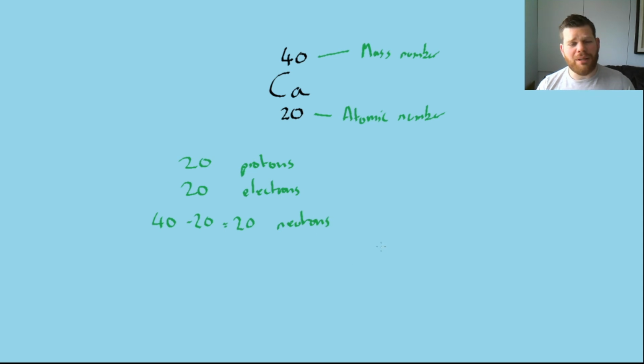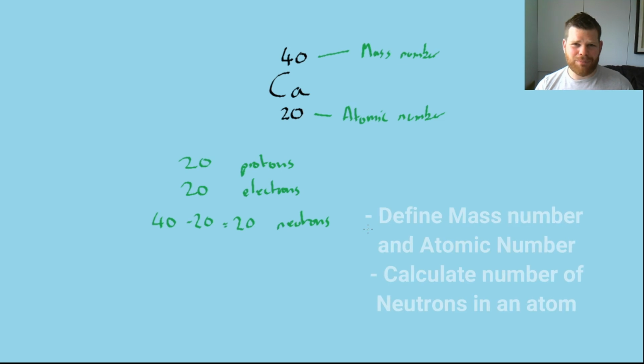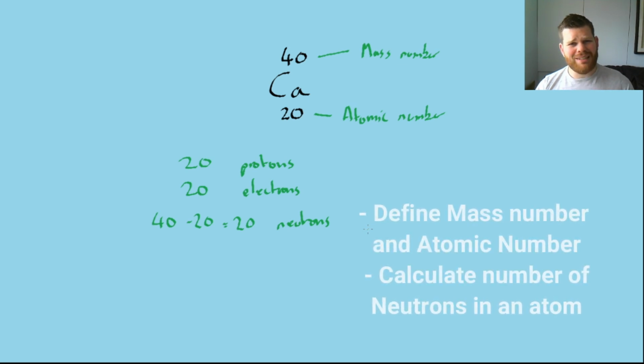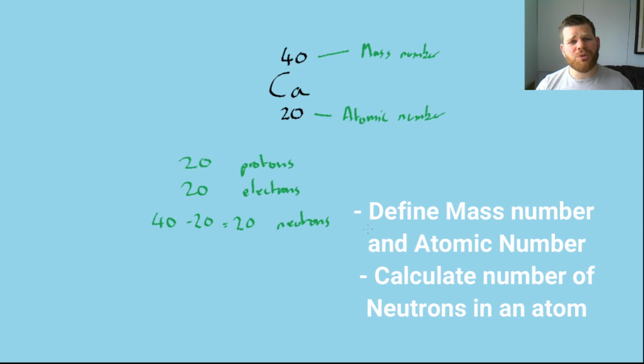So, hopefully, by the end of this video, you're able to use the periodic table to identify the number of subatomic particles within an atom. By doing so, you should be able to identify what the mass number is and also what the atomic number is of an element.